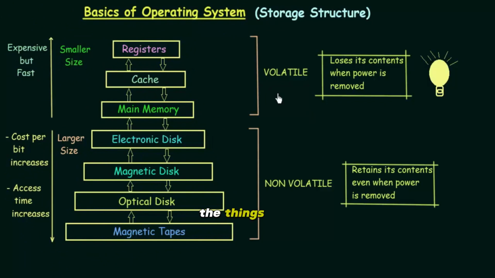So these are some of the things that you should know about storage structure and storage devices, which are also basics of operating systems. We understood the hierarchy, what main memory and secondary memory are, and we also understood their nature and features. So I hope this was clear to you.